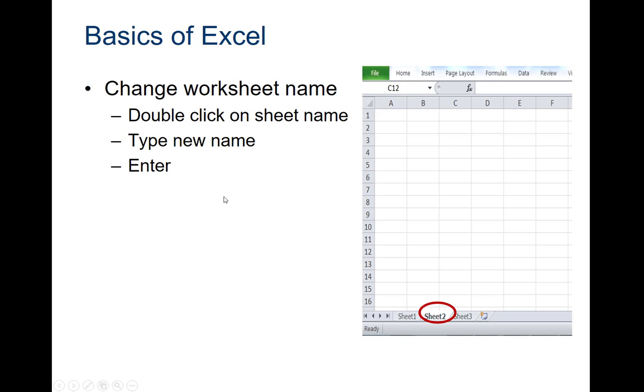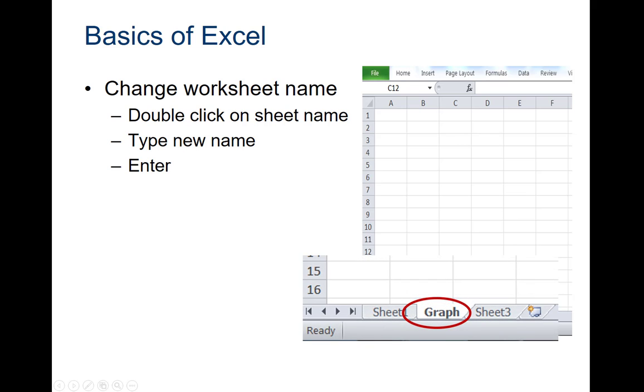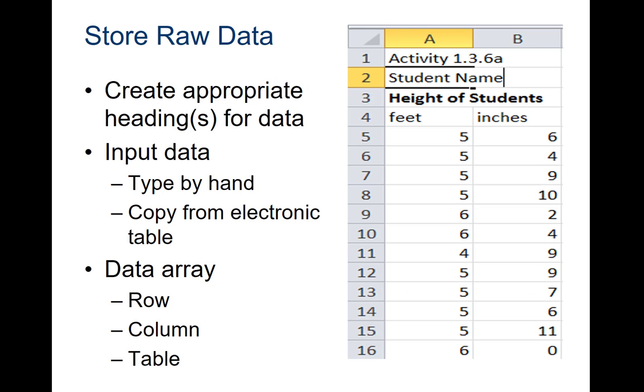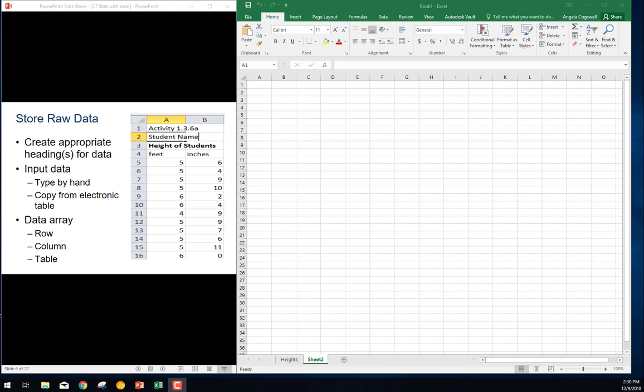Alright, so that's how you can rename a sheet in Excel. It's basically what we just did. Now we're going to start actually putting some data in. We're going to start by giving some useful headings. Always put headings in so you know what it means, and anyone else looking at your data is going to know what it means.